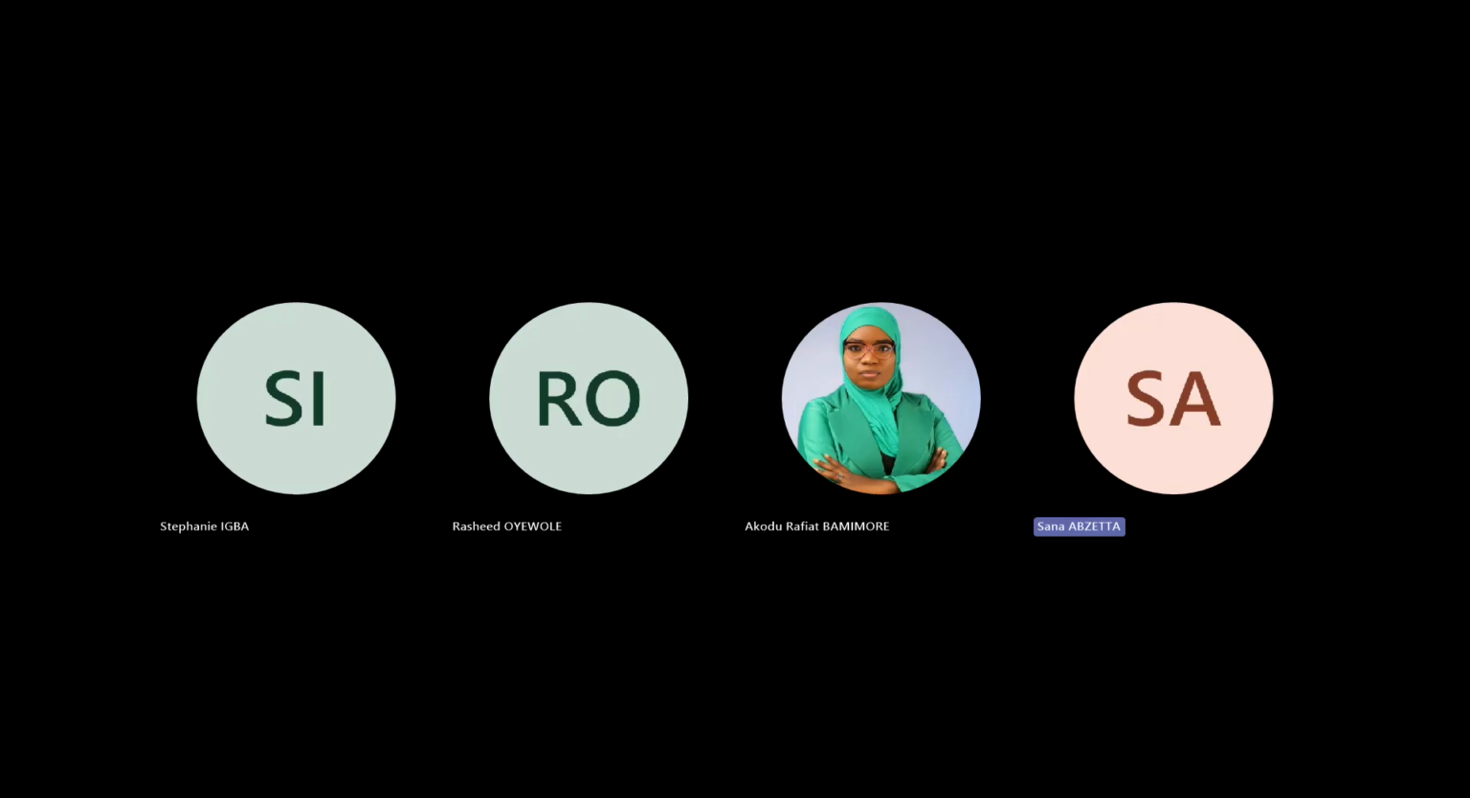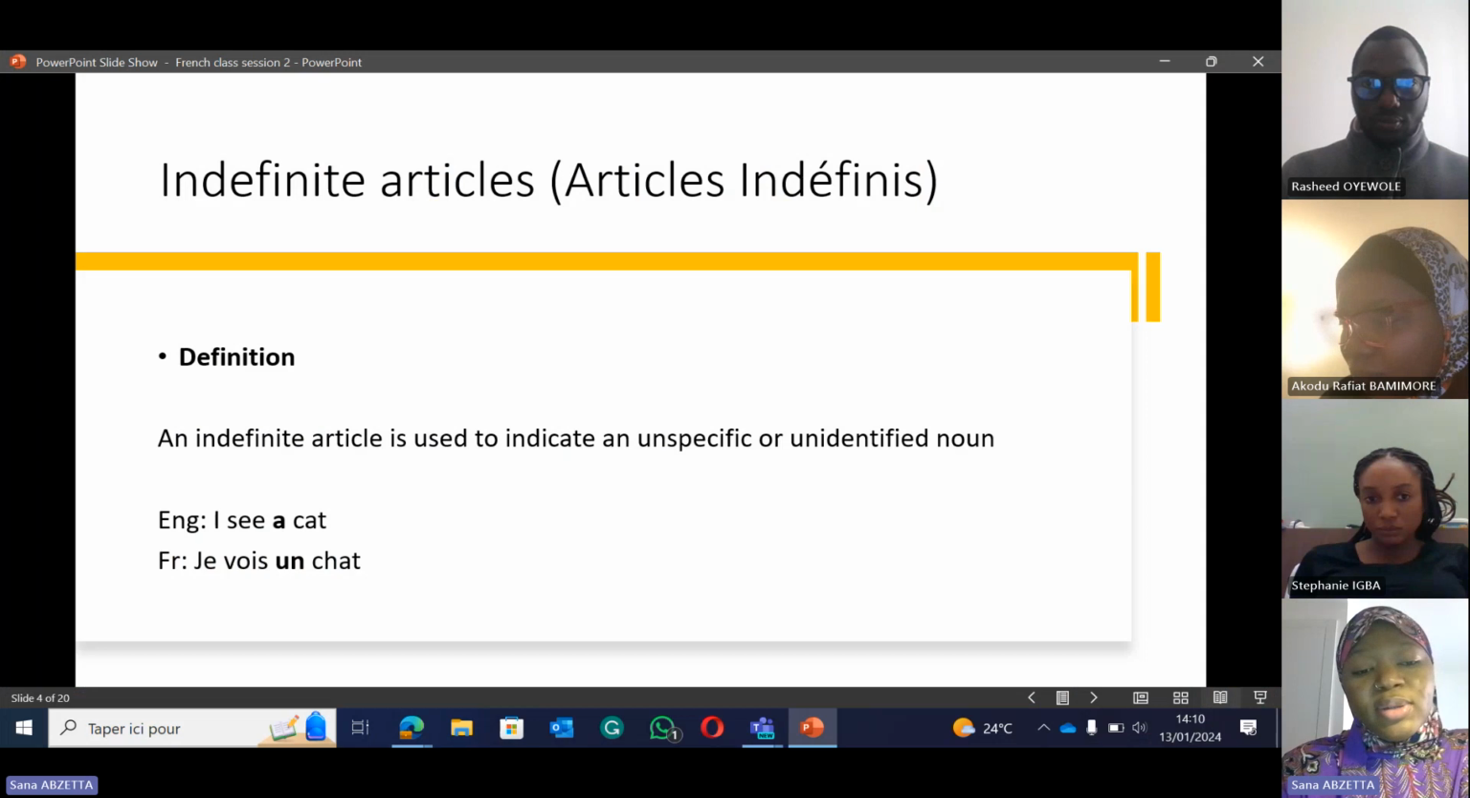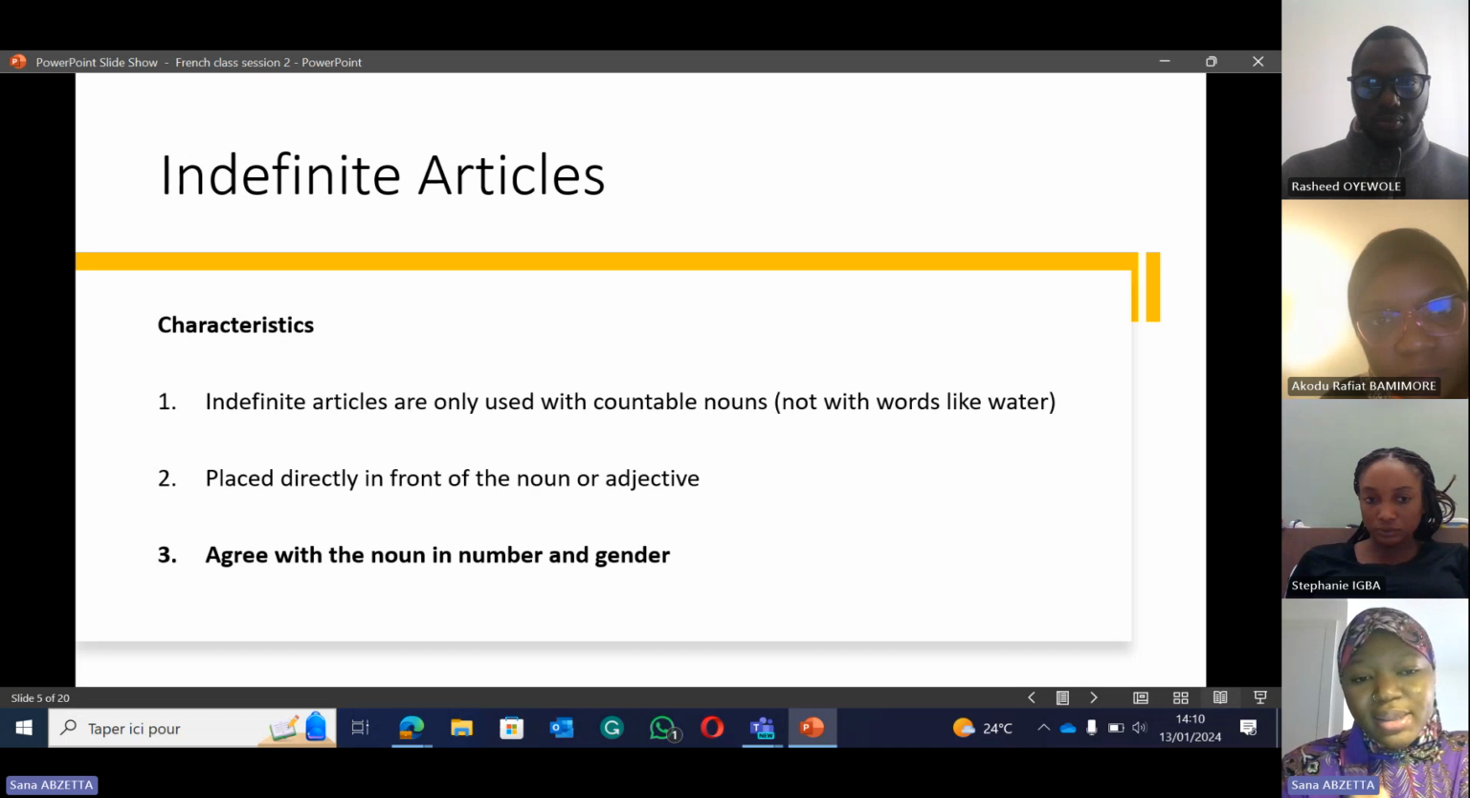In French, you will just say, je vois un chat. The word "un" is the indefinite article, the translation of "a" in English. It means just un chat. So the indefinite article in French has some characteristics.